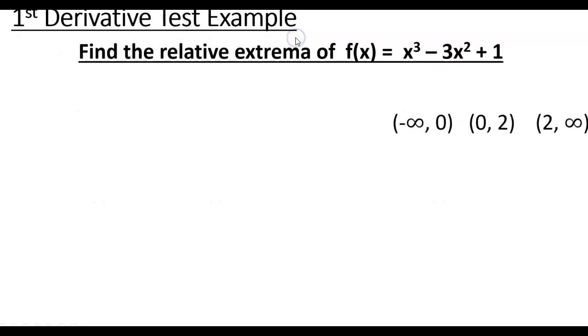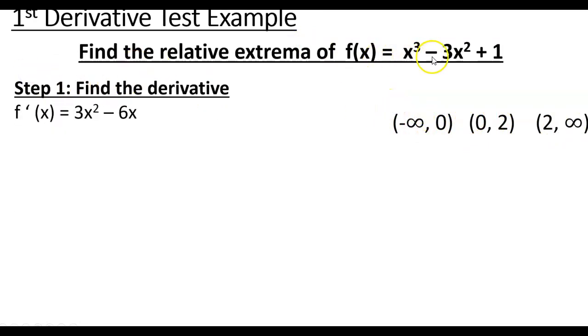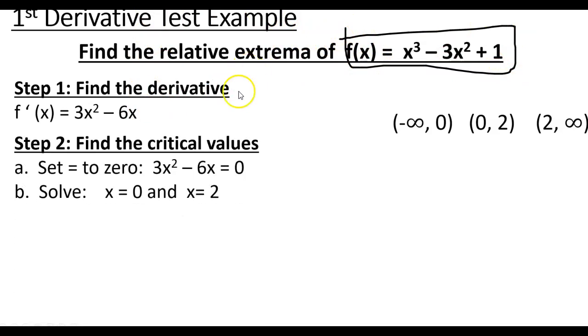Now here's an example of how to do it, right? You guys can ignore that. That shouldn't be there yet, but just ignore it. So step one is to find the derivative of the function that they give you. So here's the function, and here's its derivative. The next thing you're going to do is set it equal to 0 and solve. So I get 0 and 2. Okay, that's how you find the critical values.